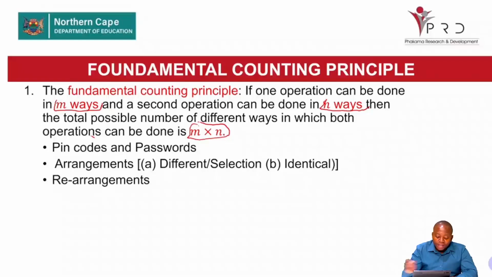So if you're doing a certain event in a certain way and another event in a certain way, we're talking about 2 events that are done at the same time. How can you do the 2 different events at the same time? You take the first event and multiply it with the second event, and that will find the possible ways in which both operations can be done.